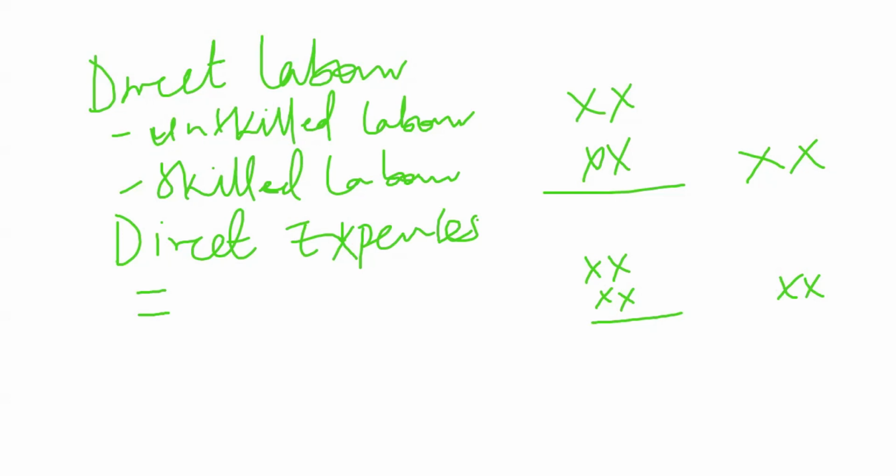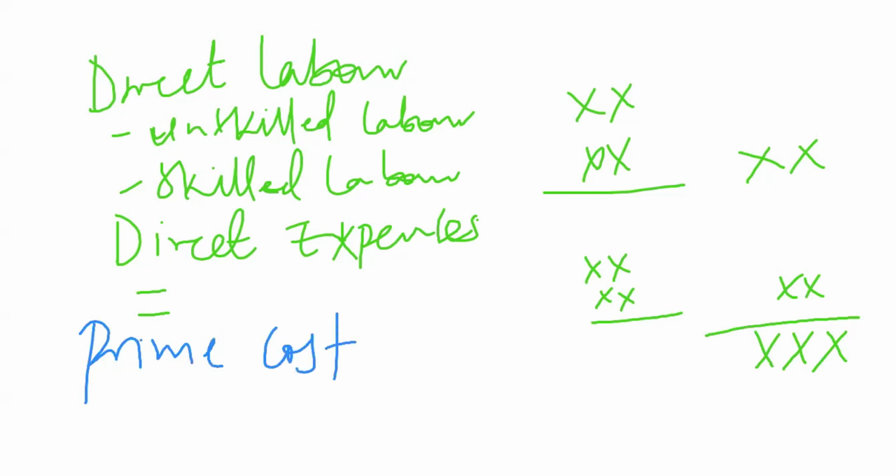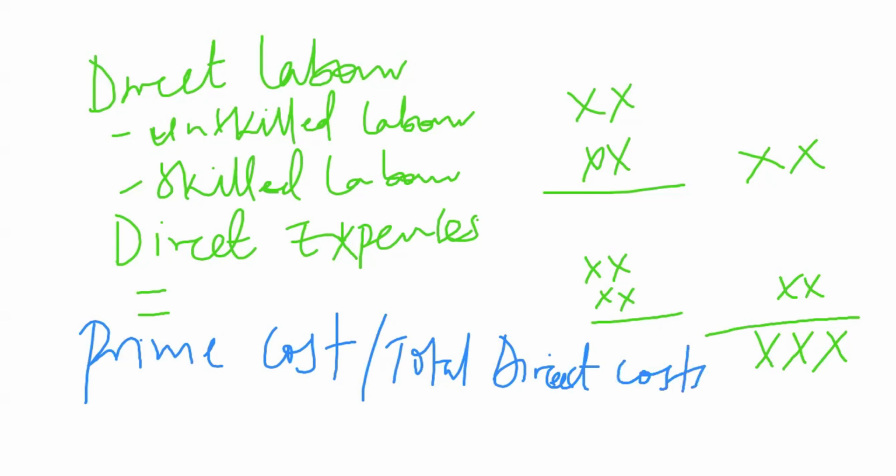But now, we have to come to this point. We sum up all these three line items, the direct material, the direct labor, and the direct expense. When you sum them up, what you get is what we call the prime cost, or the total direct cost. But we prefer to call it the prime cost. Total direct costs. And that's our figure.